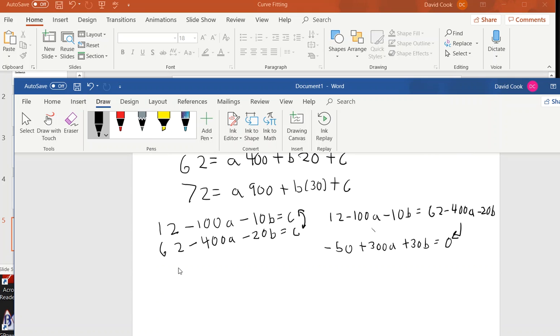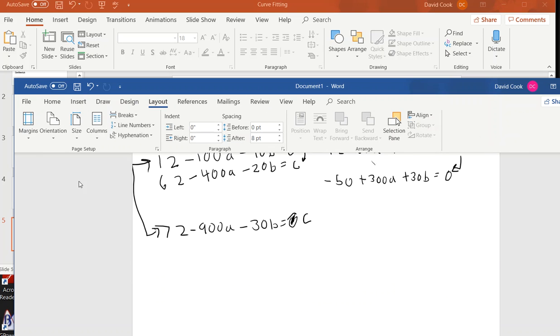Okay? So now I'm going to do the same thing with this third equation here. Let me rewrite the third equation in terms of C. So that's going to be 72 minus 900A minus 30B equals C. That's a terrible C. There's a C. And now I'm going to set these 2, the first one and the third one, equal to each other, and I'm going to get another equation with just A and B.